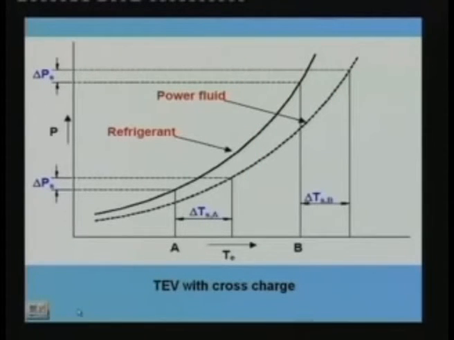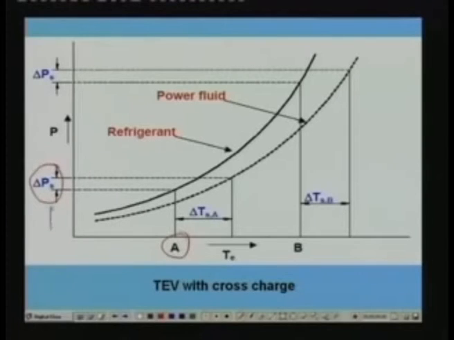So what is the advantage of this? You can see that if you are operating the system at this evaporator temperature, and you have set the spring force such that the pressure difference is delta Ps, then this is the degree of superheat. How do you get the degree of superheat? You know this temperature, so you can find out this pressure. And you know this delta Ps, so you can find out this pressure, and this temperature is obtained from the saturation temperature characteristics of the power fluid, not the refrigerant. So if you know the characteristic, then you can find out this temperature, and from that you can find out the degree of superheat. Now this is the degree of superheat at low evaporator temperature.